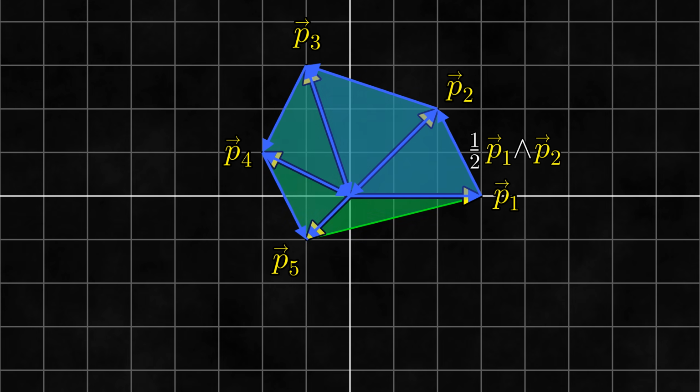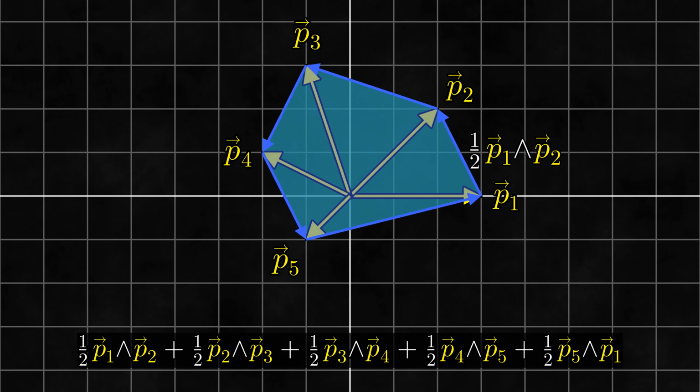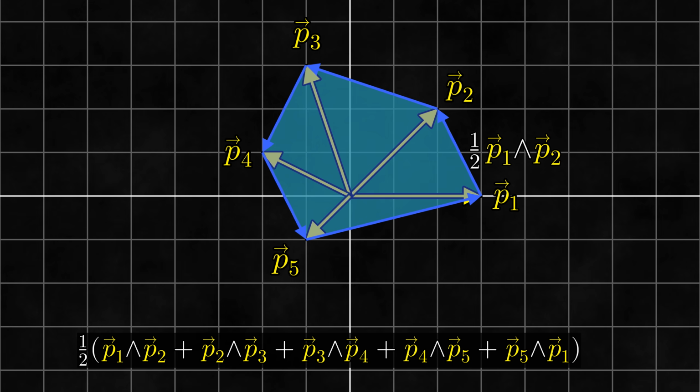We can repeat this process for all pairs of adjacent vertices, and then add them together to get a bivector that represents the whole polygon. We can factor out the 1/2 here as well to make it a bit simpler. Then, the area of the polygon is just the magnitude of this bivector. In 2 dimensions, bivectors only have one component, so this is as simple as reading the coefficient of E12.